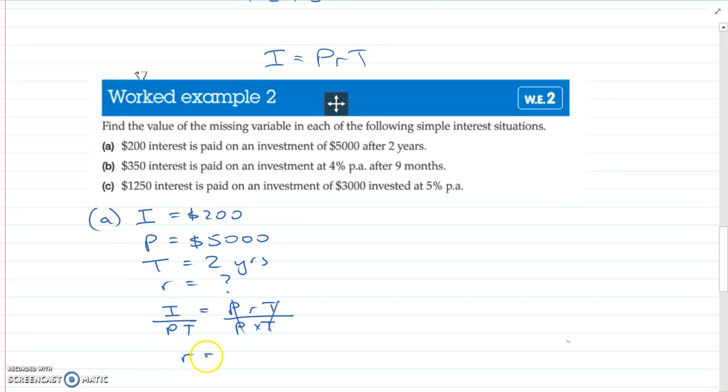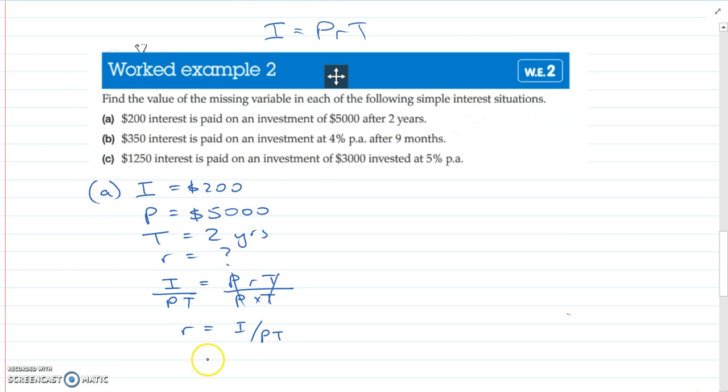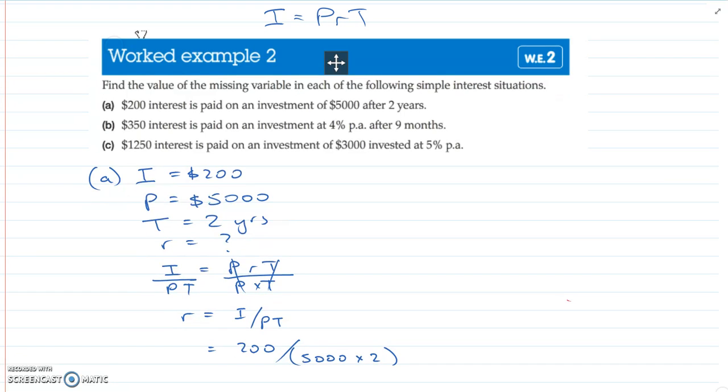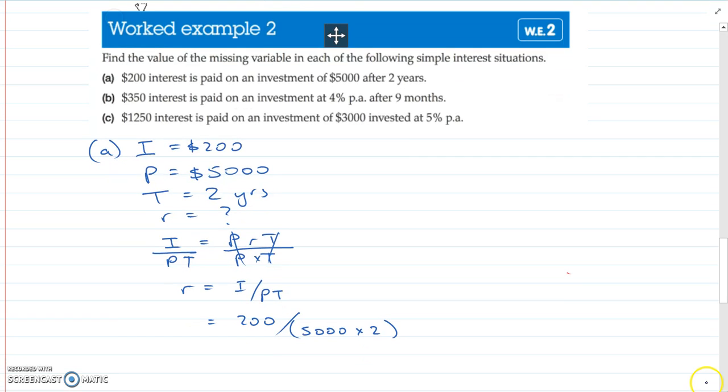So we're going to get R equals I over PT, which is 200 over 5,000 times 2. Okay, and if you're putting that into your calculator, if you're using the divide key, you're going to need to use a bracket. You can use a fraction button, that's fine, but if you did a divide key here, if you typed in 200 divided by 5,000 times 2, this will give you the wrong answer unless you put a bracket there.